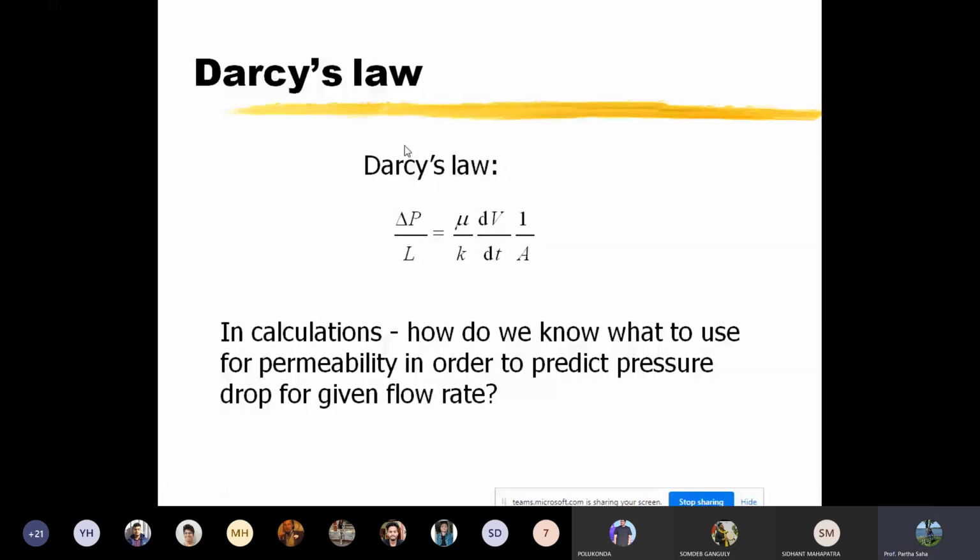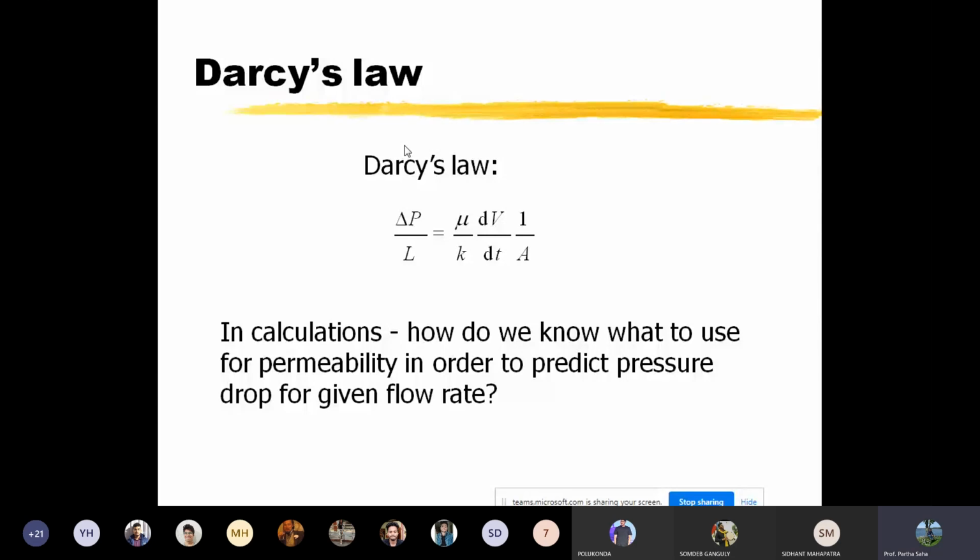So how do you know what to use for permeability in order to predict the pressure drop? Permeability has an equation known as the Kozeny-Kármán equation. We'll come to that, but the most important concept here is that in Darcy's law, you have to know the parameters here. The parameters are mu, k, dV by dt, and 1 over A, right?